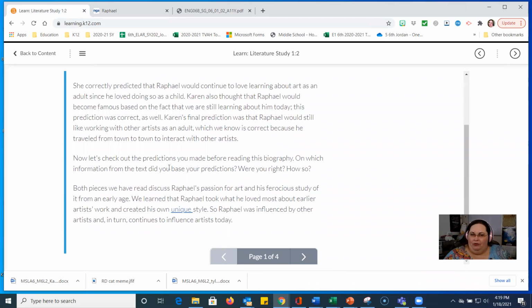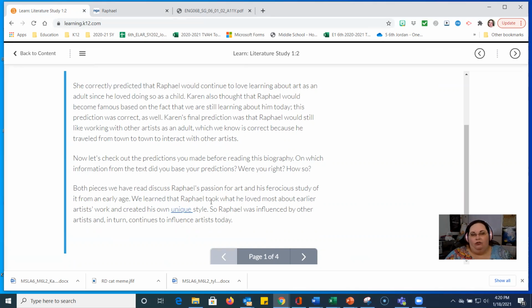Now let's check out the predictions you made before reading this biography. On which information from the text did you base your predictions? Were you right? How so? Both pieces, we have discussed Raphael's passion for art and his ferocious study of it from an early age.